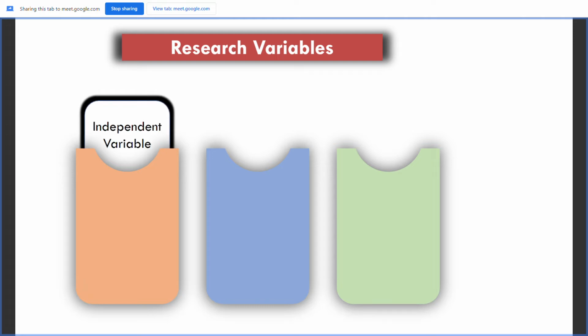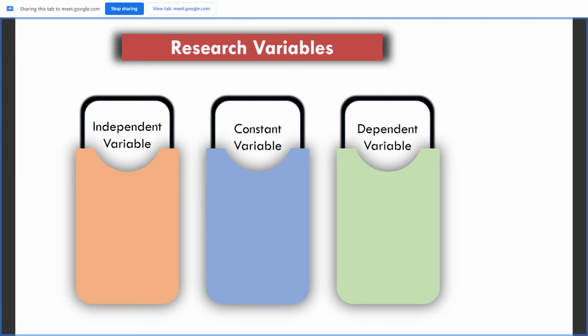Ano ba yung research variables? Meron tayong tinatawag na independent variable, constant variable, at saka dependent variable. Ano pinagkaiba ng tatlo? Pag sinabi natin independent variable, these are the variables that affect the other variables. So, ito po yung bagay na binabago natin sa experiment para maapektuhan kung ano yung magiging resulta ng experiment natin.